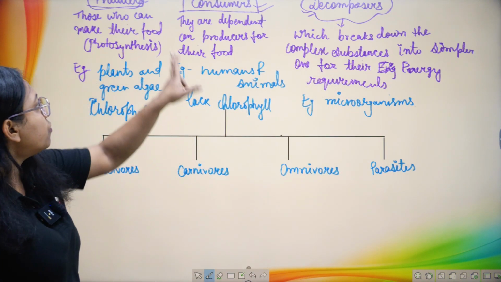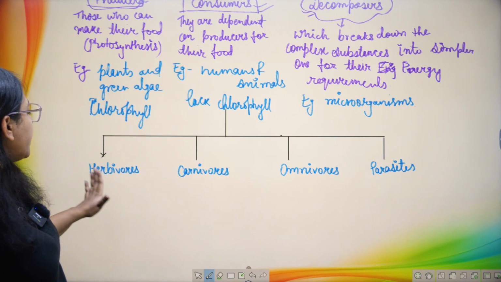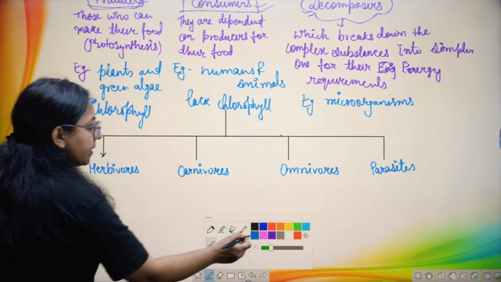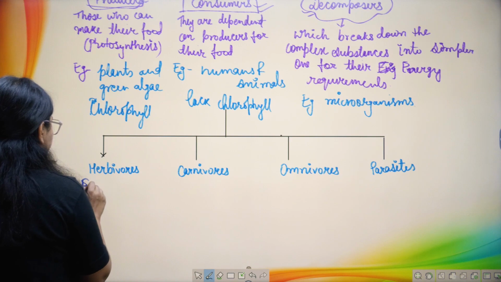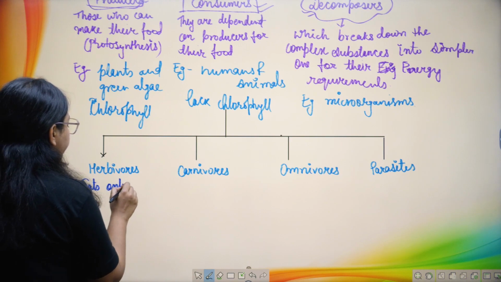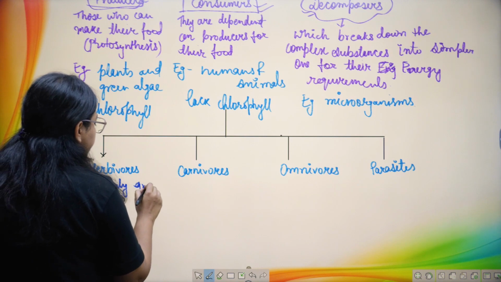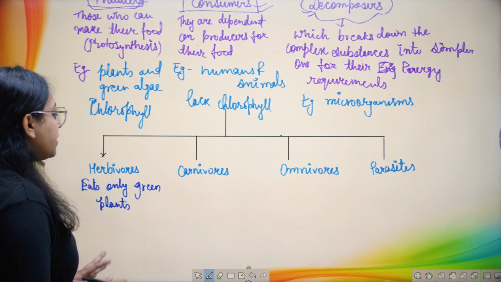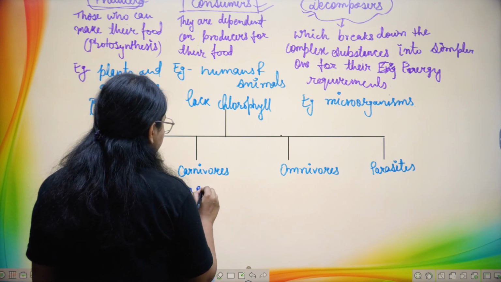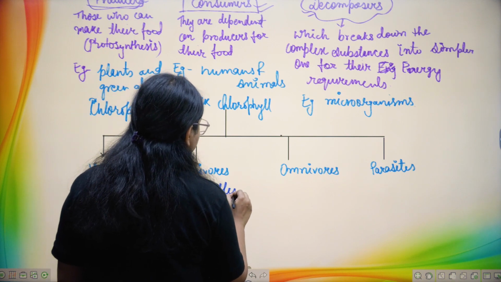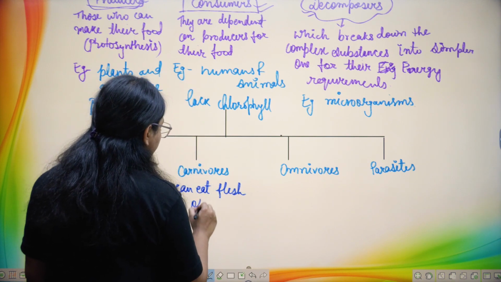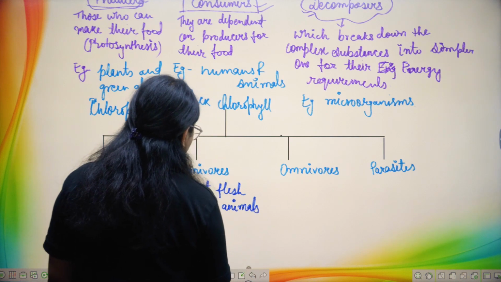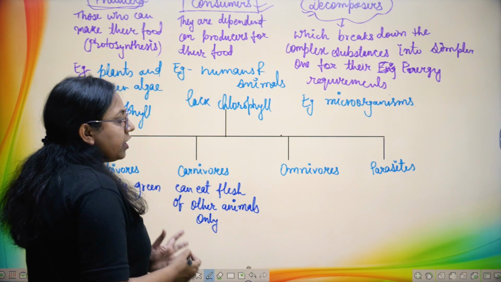I hope this is clear. Now these consumers are further classified as herbivores, carnivores, omnivores and parasites, right? Let's understand. Herbivores eat only green plants, meaning they are completely dependent upon the green plants for their food. Carnivores can eat the flesh of other animals only.